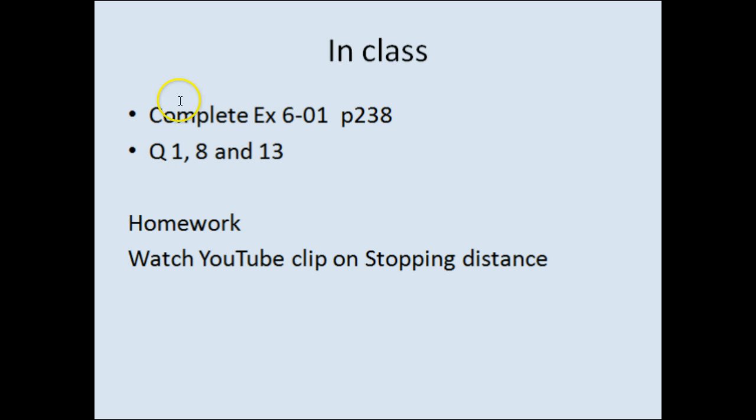Today in class, I'd like you to complete exercise 601 on page 238. I would like you to do questions 1, which is the converting units, questions 8 and 13, which is looking at estimating how large different items are and what sort of unit you would use. For homework tonight, I'd like you to watch the YouTube clip on stopping distance. I'll also go into speed, distance and time, which is a topic we've covered in the past but is relevant to stopping distance. Again, if you've got any questions, make sure you post them up on YouTube.